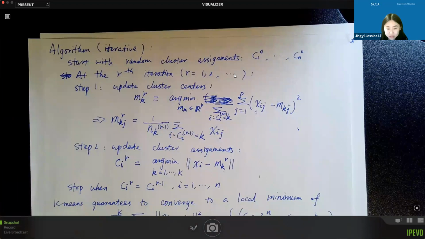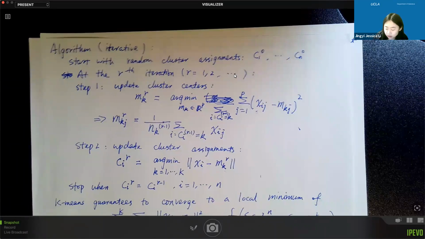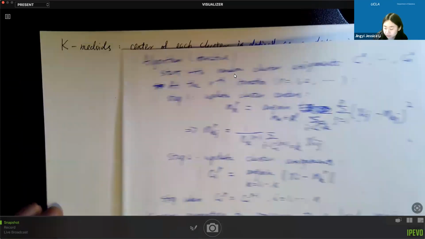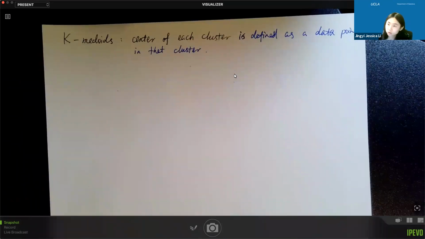Okay, so that's all I want to say about K-means and these variants, K-medians and K-medoids. Today I'm going to talk about a key question in the K-means algorithm. That is, how do we choose K?